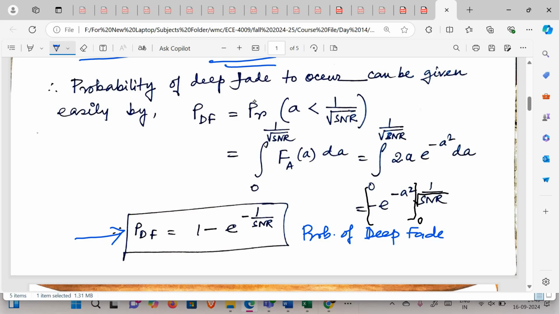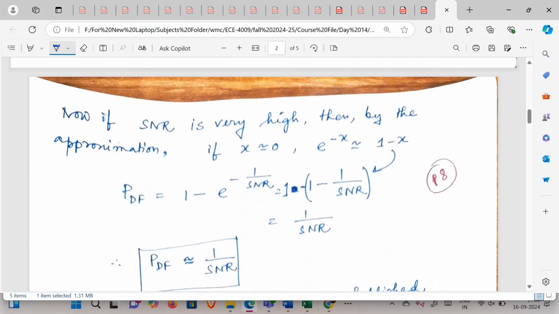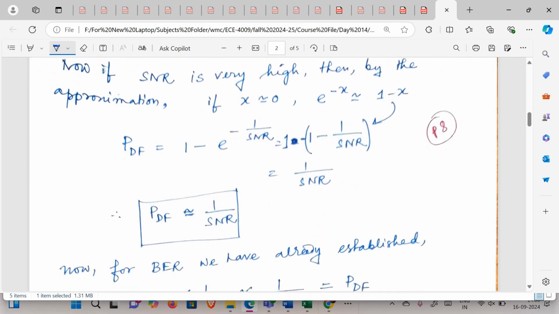Now the interesting part is, if we go on with the SNR value being very high, what will happen? If the SNR value is very high and you go on taking the approximation as mentioned, the probability of deep fade is almost inversely proportional to SNR. So basically it means the more the SNR, the channel is in very good condition, the probability of deep fade is less. And if the probability of deep fade is more, definitely it will affect the channel SNR.